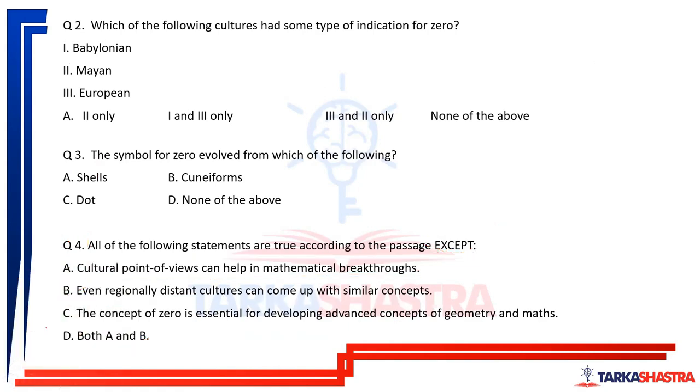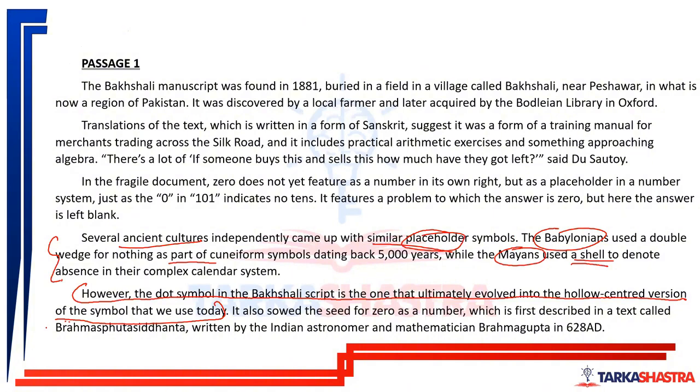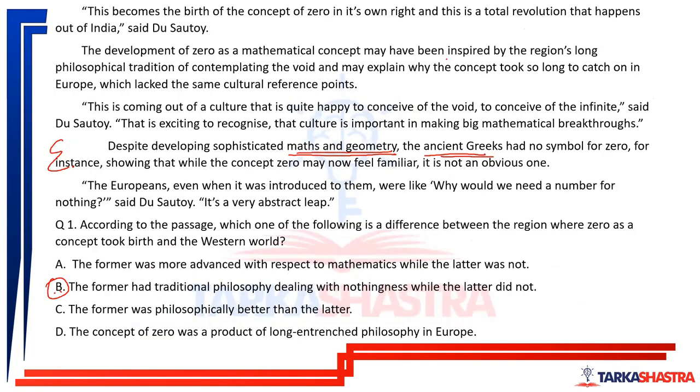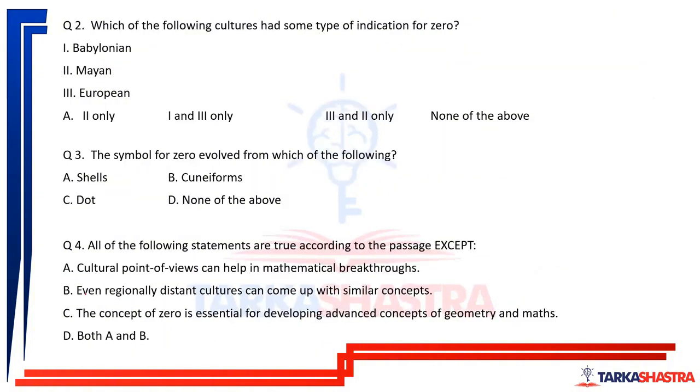If some of you have some knowledge of geography, you will be able to understand that Babylonia, Mayans, and Indian culture, these three cultures, are geographically quite separated, right? Though that is not clearly mentioned, finding the answer to this question is still very easy, even if you don't have any idea of geography. You can just find it on the basis of testing whether the given option is right or wrong.